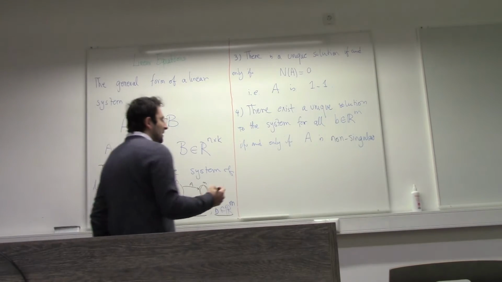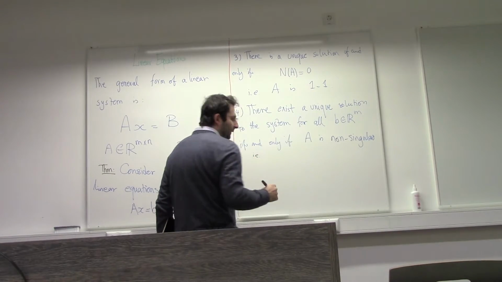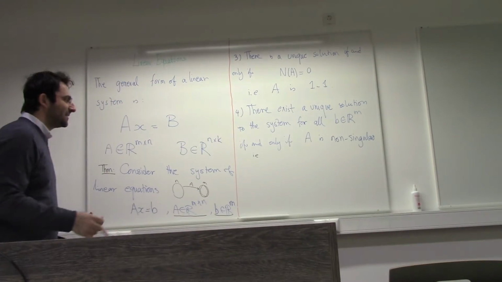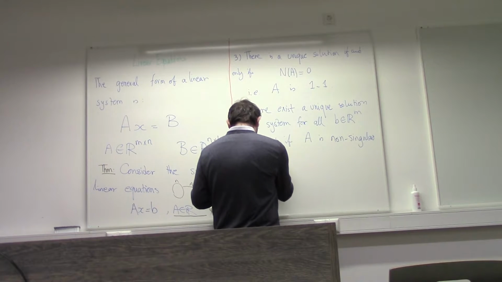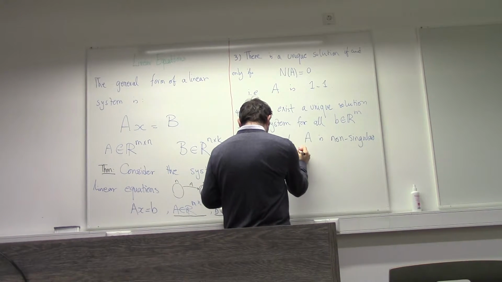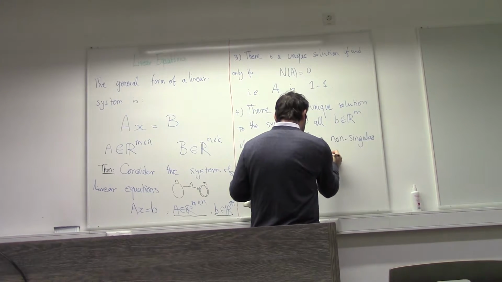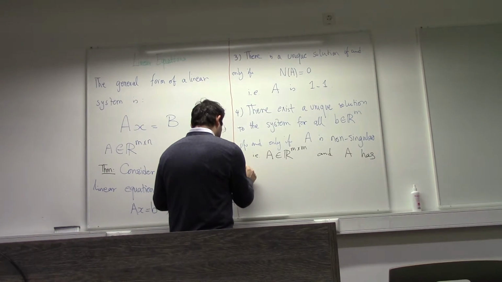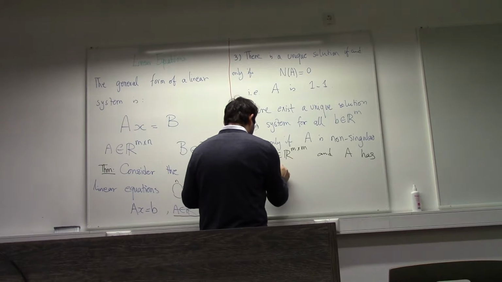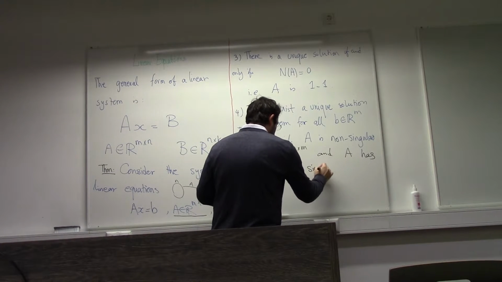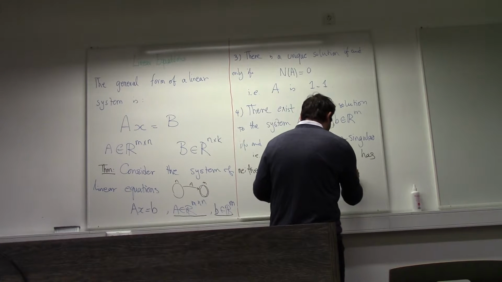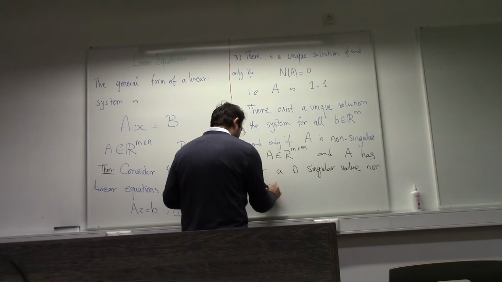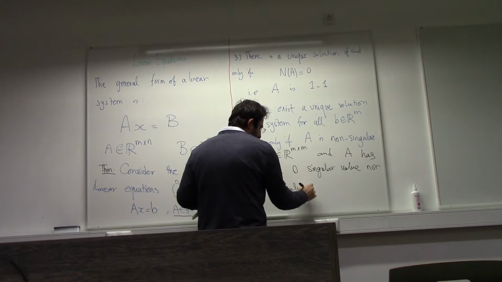Now, as we learned in the previous chapter, we can rewrite these statements. A belonging to R^(m by m), and A has neither a zero singular value nor a zero eigenvalue. You understand that these two are the same.